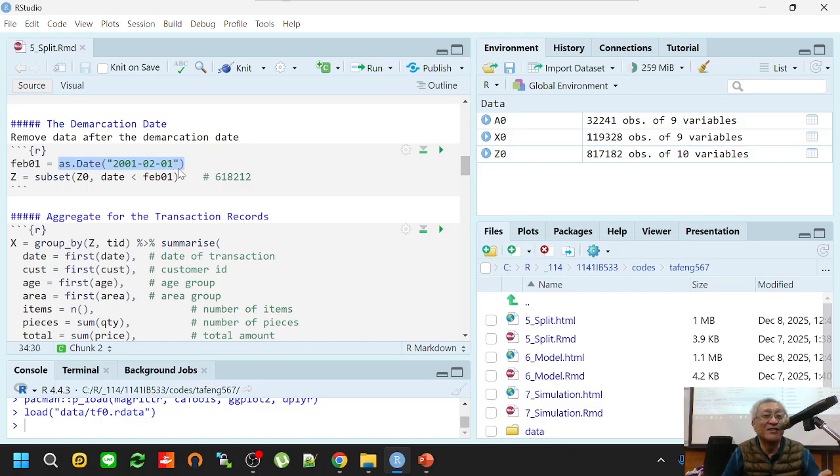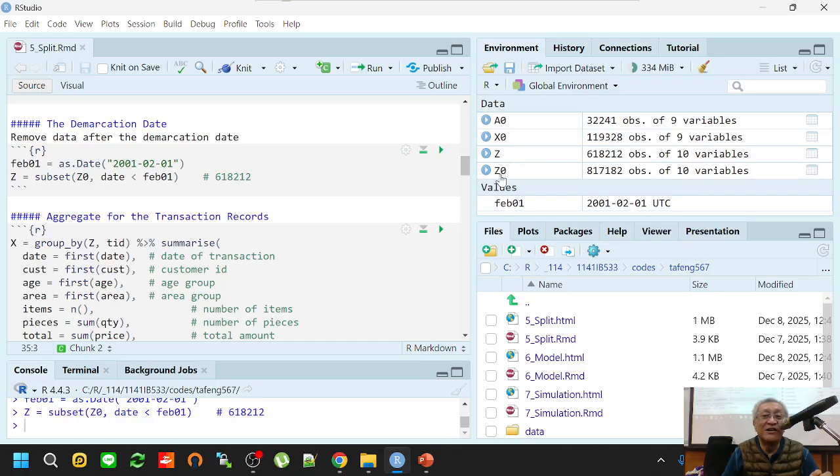It's February the 1st. And for all of the data before February the 1st, right? Which is from November to the end of January, all of this data would go to data frame Z. The original data is Z0, okay? So now let's go to Z. Remember that after this, the Z data frame only carries the data from November to the end of January, so the first 3 months of data.